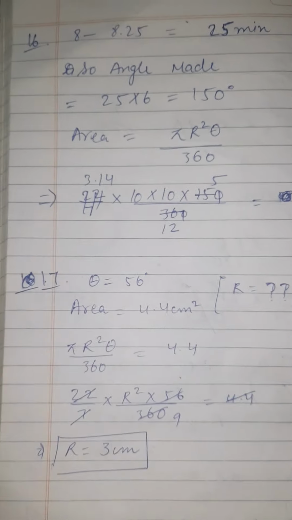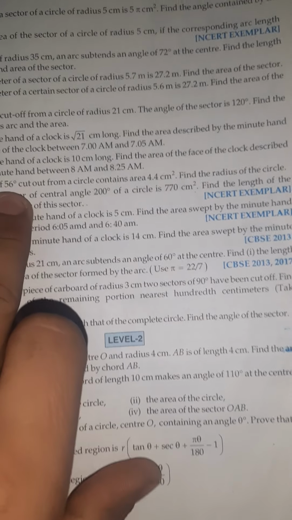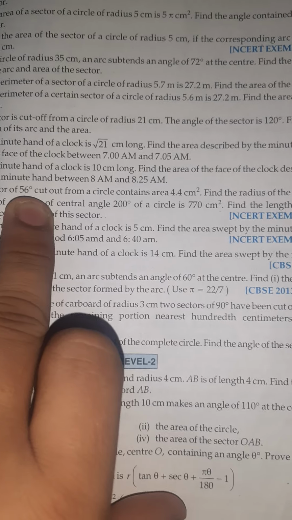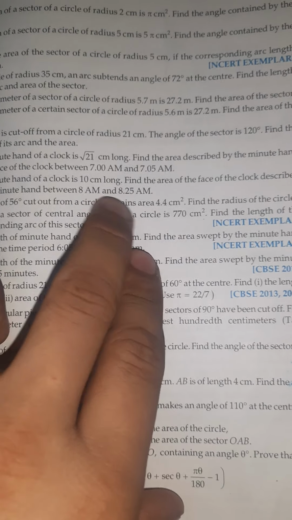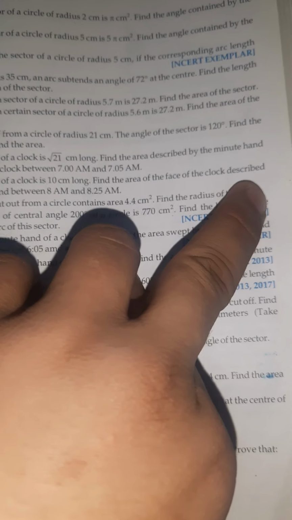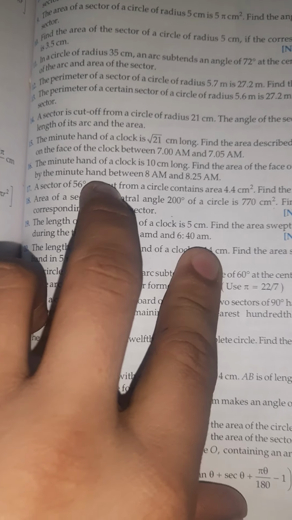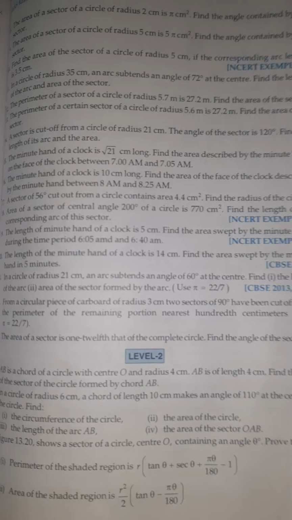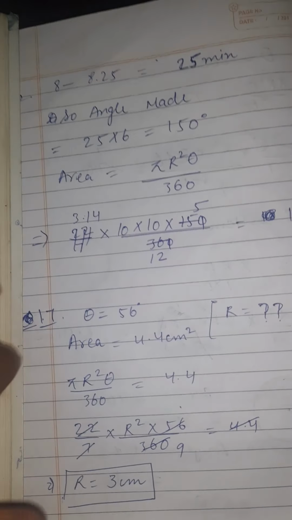So let us read question number 16 first, what it says. Question number 16 is saying that a minute hand of a clock is 10 centimeter long. So we need to find the area of the face of the clock described by the minute hand between 8 a.m. to 8:25 a.m. So here is the solution of this question.